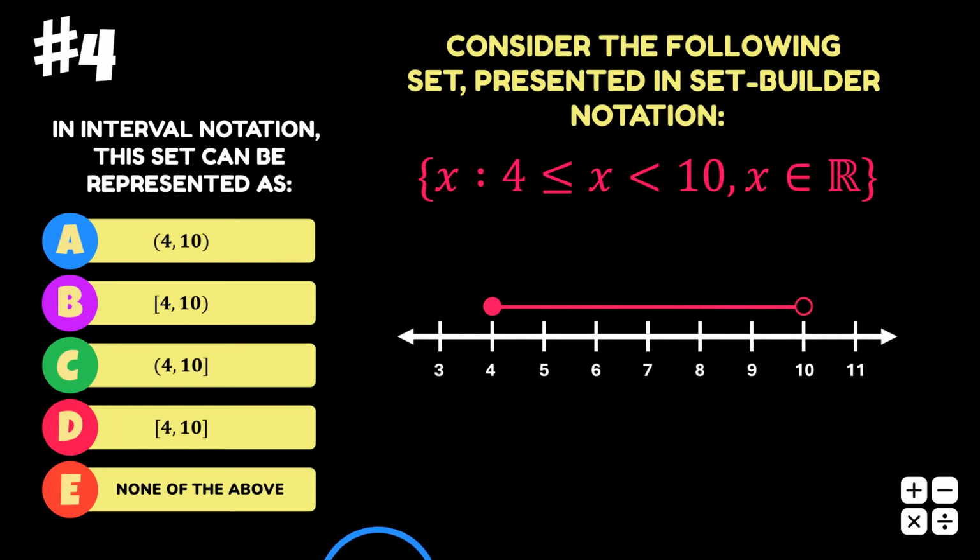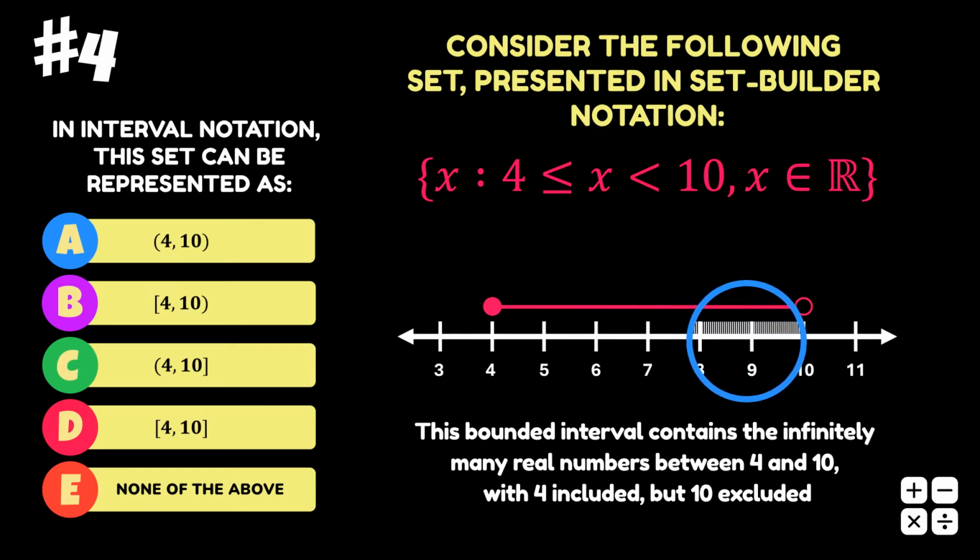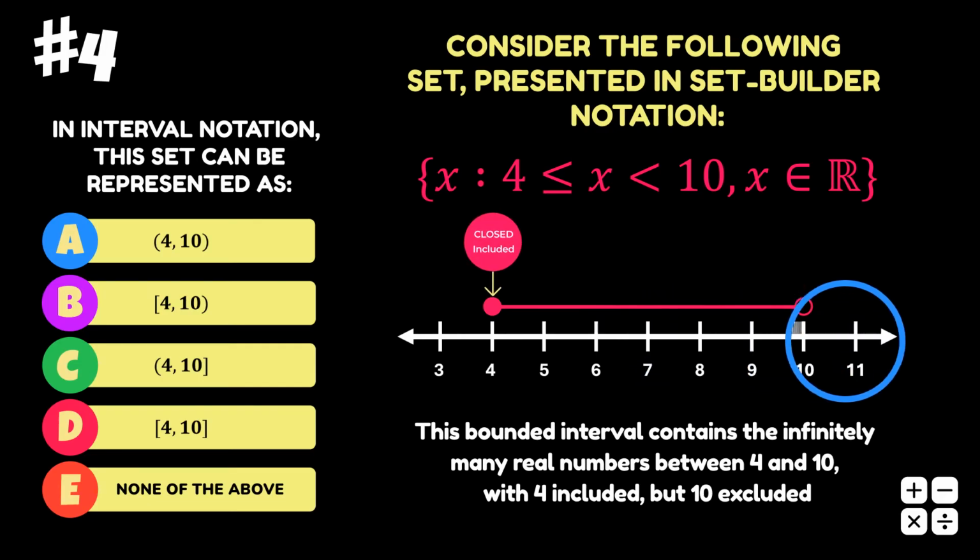As you can see, this set contains the infinitely many real numbers between 4 and 10, with 4 included, as indicated by the closed circle, but 10 excluded, as indicated by the open circle.